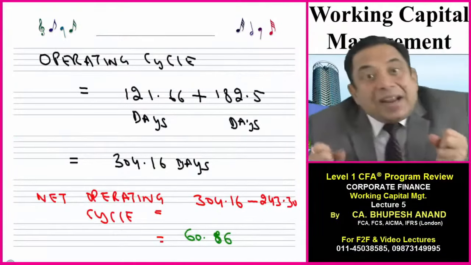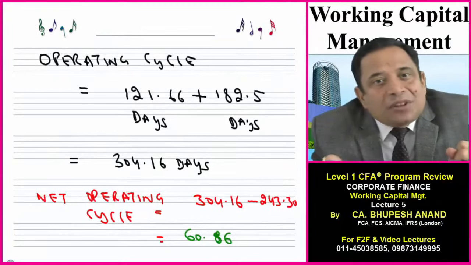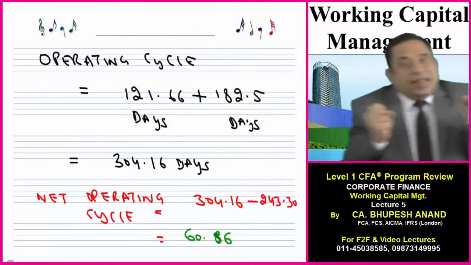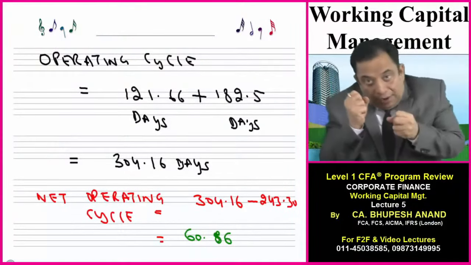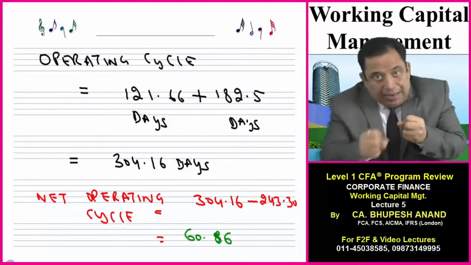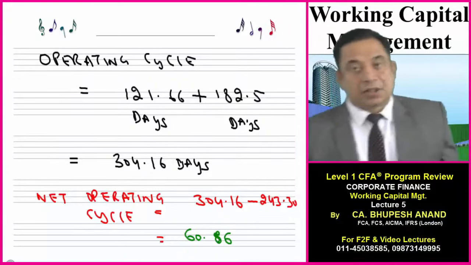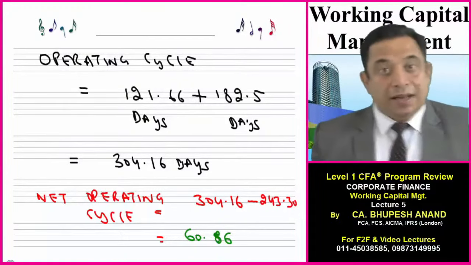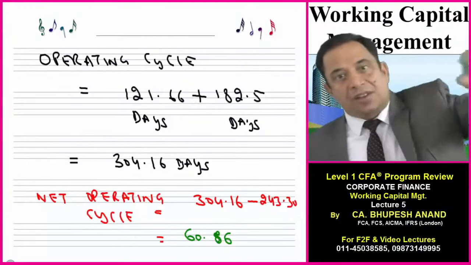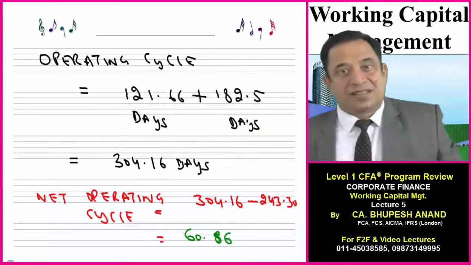I will only add inventory and debtors, accounts receivable. And in net operating cycle, I will add inventory plus accounts receivable minus accounts payable. So that is 60.86. It means from cash to cash, the time period required is 60.86.